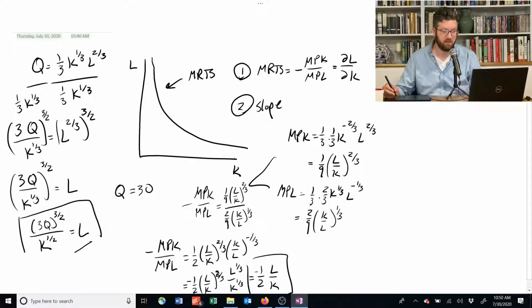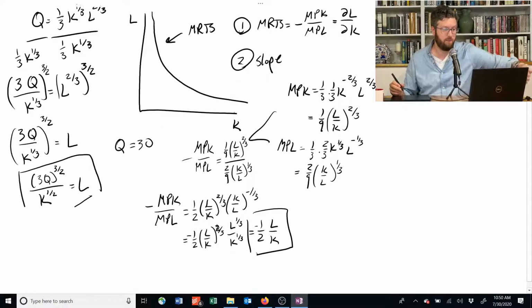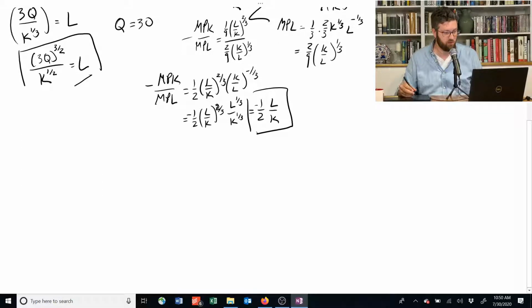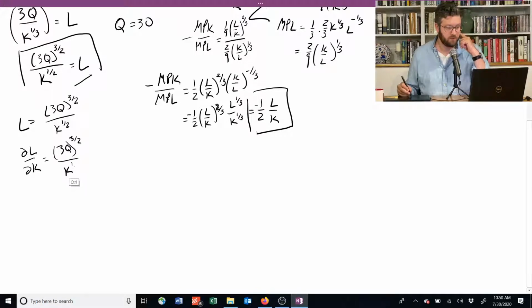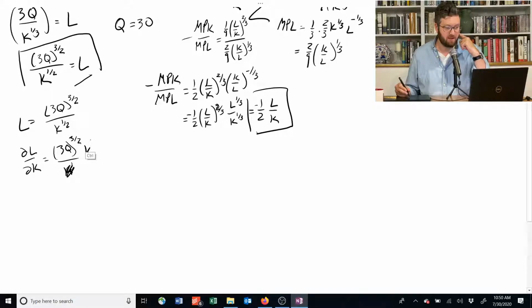We could also do this by finding the slope of our equation over here. So if we know that L is equal to 3Q to the 3/2 divided by K to the 1/2, we could take the derivative of this. There's a bit of a trick to this one. Anyway, instead of writing it down there, let's multiply it by K to the negative 1/2.